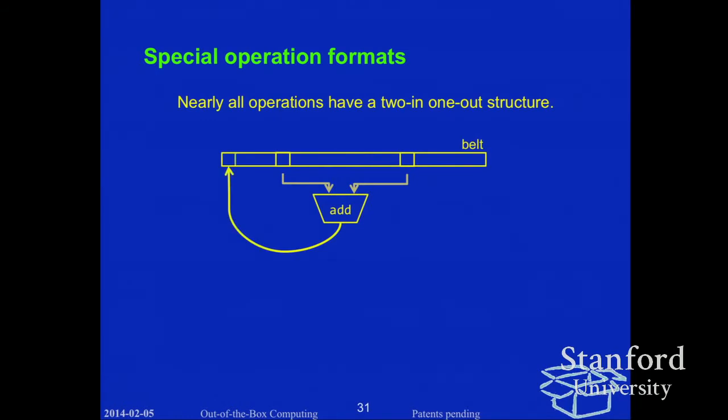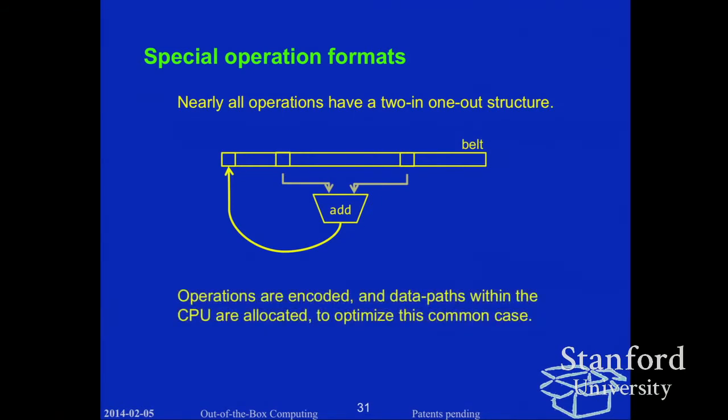Bear in mind, we're using the belt, so the value data is coming in from the belt, but it's 2 in, and the adder takes in 2 inputs and produces 1 result, which goes back out. The operations are encoded. The bit layout of the encoding is designed to support this. The data paths are designed to support this, and essentially all machines do this. Us too.